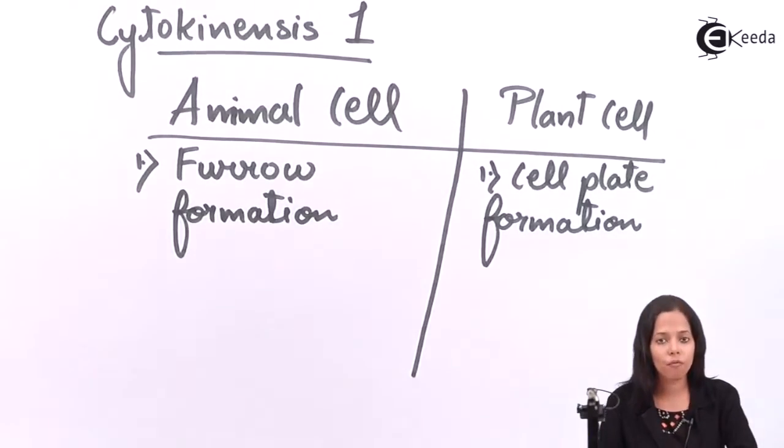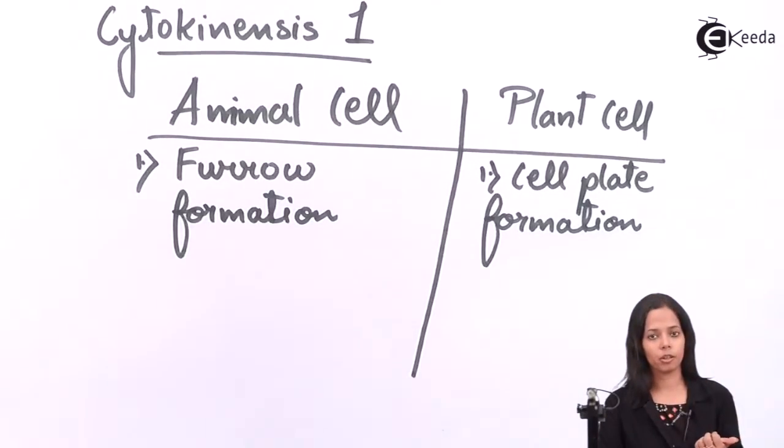The direction of formation of furrow is from periphery to center, and in case of cell plate, it is from center to periphery.